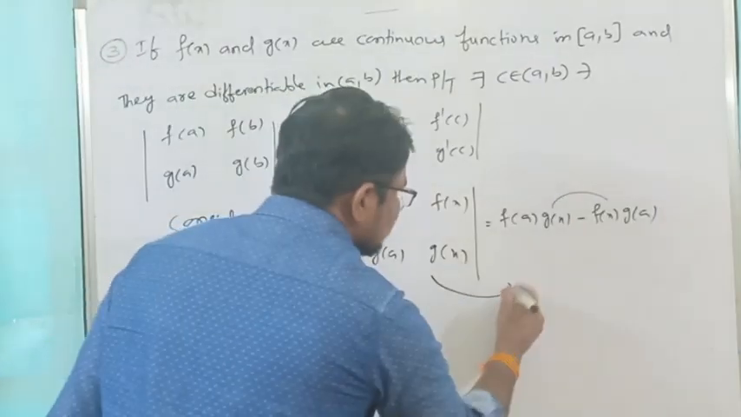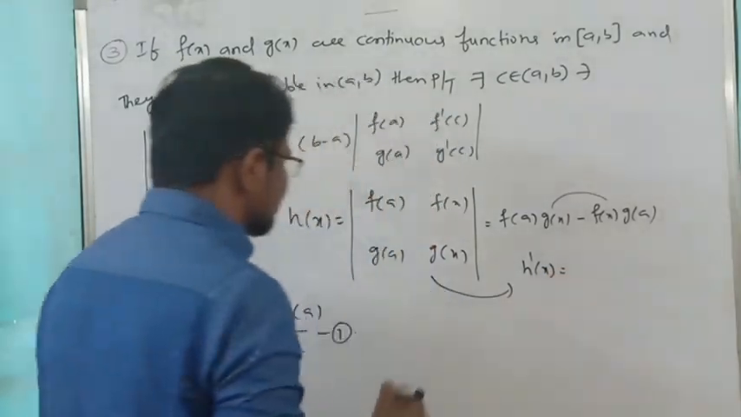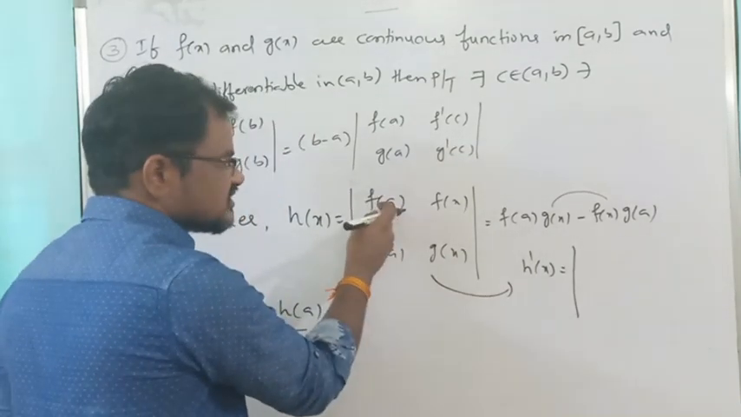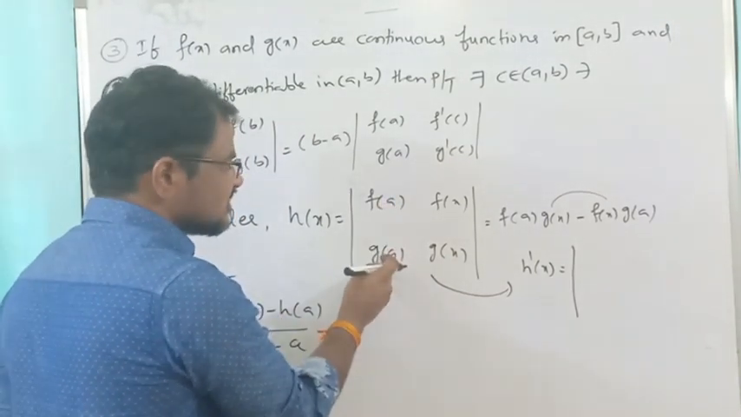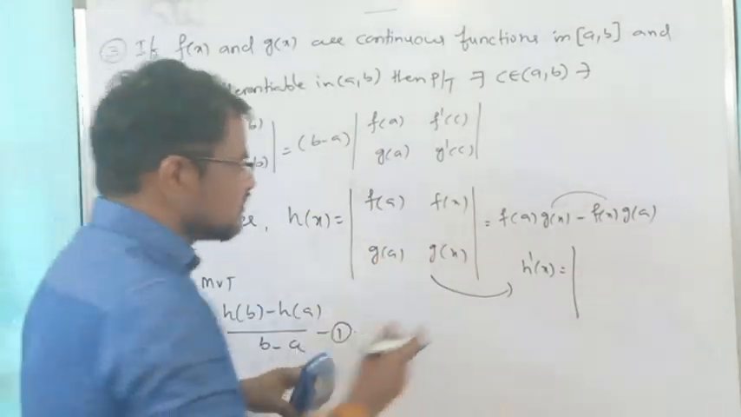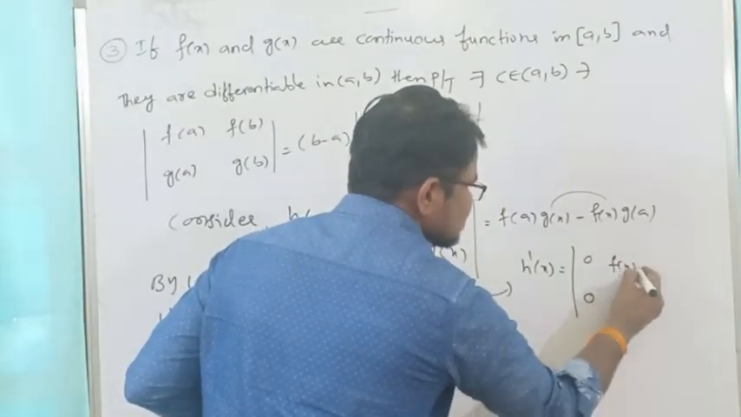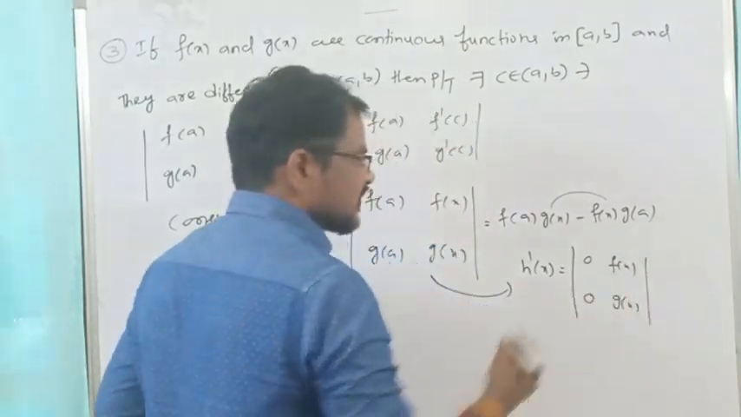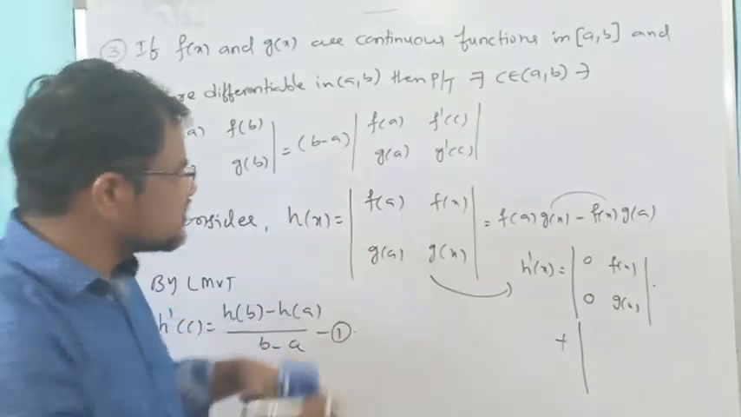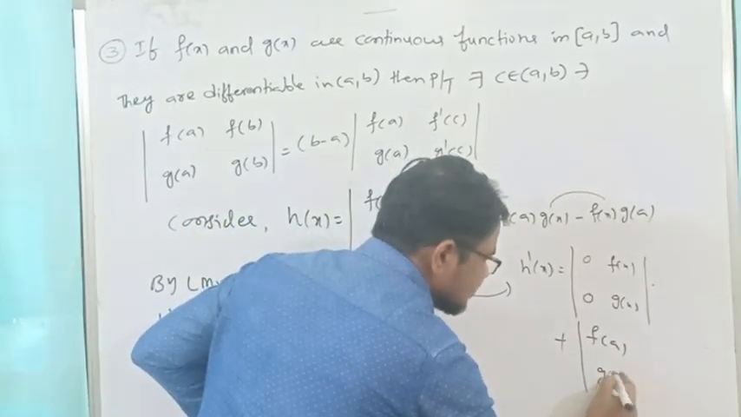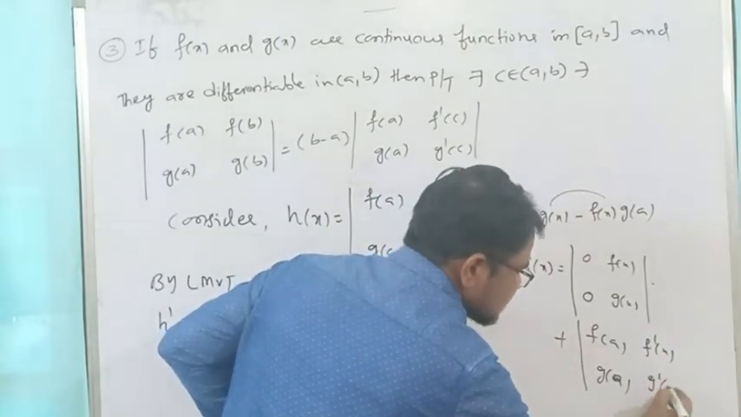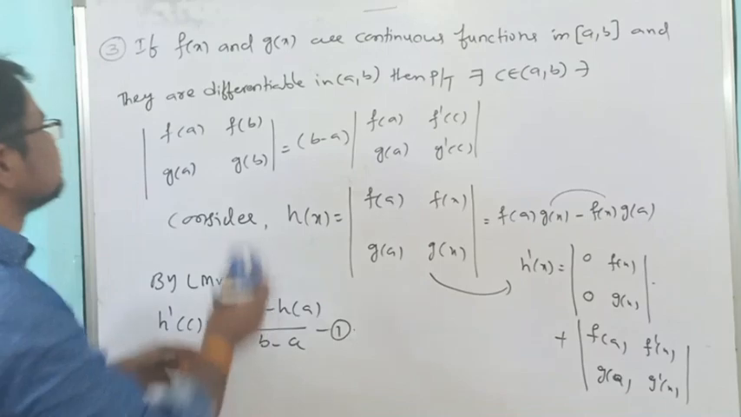Now from this, do differentiation. h dash of x equal to, do the differentiation for this one. Differentiation of a constant is 0. So if you do the differentiation along the column, here 0, here 0, f of x and g of x as it is, plus the second one: this one as it is, you write down f of a, g of a, and do the differentiation for this one, f dash of x, g dash of x.